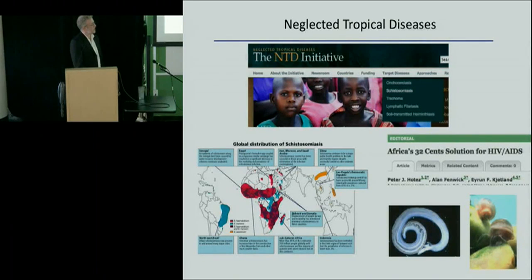So there's an article here in Public Library of Science, Neglected Diseases, a whole journal devoted to neglected diseases, called Africa's 32-cent Solution for HIV/AIDS. It turns out also that this drug used for schistosomiasis can also be used to try and slow the transmission of HIV/AIDS in Africa. So there's renewed interest in the drug also from the position of HIV. So in general, the idea is that we try and use things that we already have.